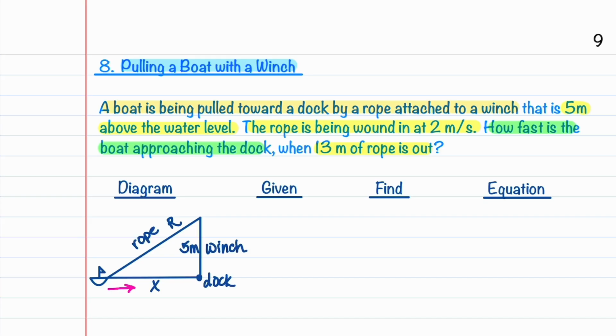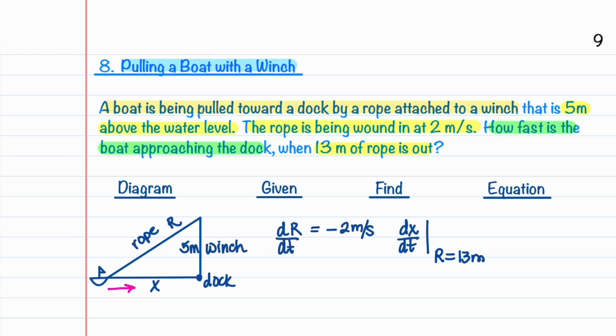Now let's write down what we're given. We are told that the rope is being wound in at a rate of 2 meters per second. So we can say that dr/dt is equal to minus 2 meters per second because the amount of rope is decreasing. We want to find how fast the boat is approaching the dock, so that is going to be dx/dt. And we want to know that when 13 meters of the rope is out, so that is going to be when R is 13 meters.